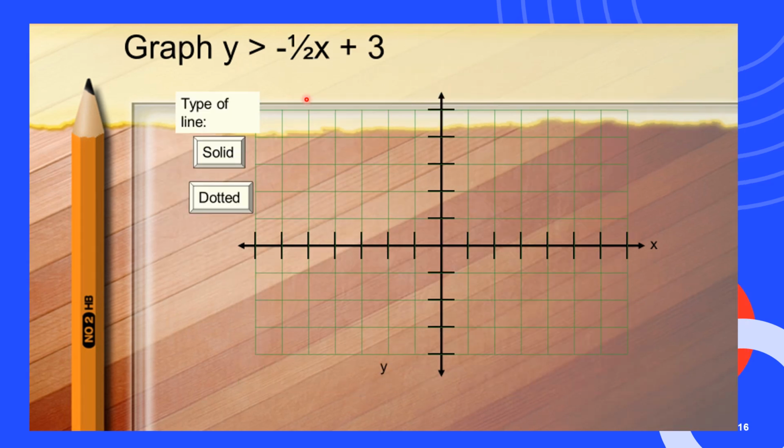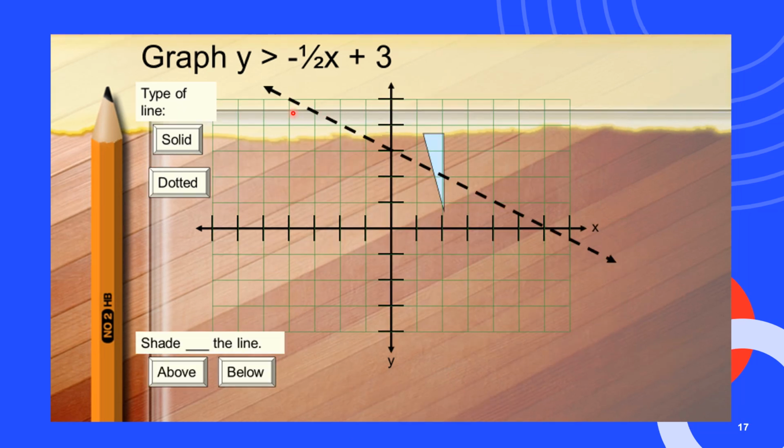Okay, so this one is y is greater than negative 1 half x plus 3. So the type of line that we're going to use is solid or dotted. What do you think? We will use a dotted line here. Okay, next. So this is a dotted line, right?